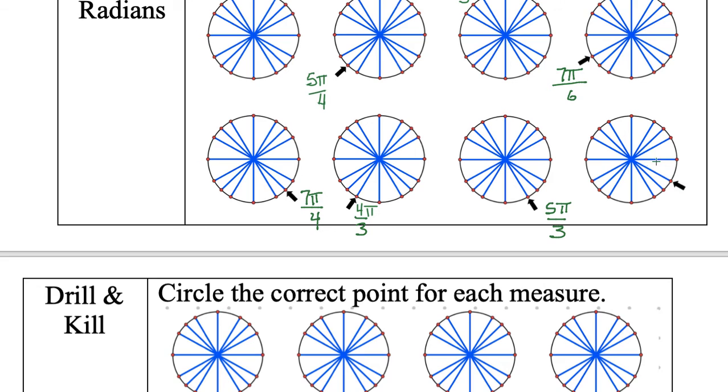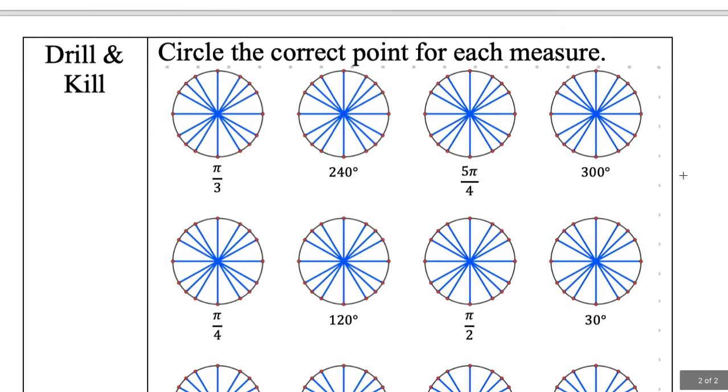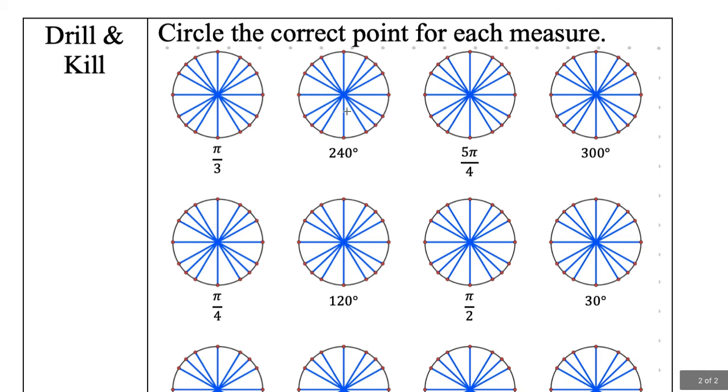And then finally, this one is going to be closest to the x-axis here, so it's going to be something divided by 6. As close as I can get right here would be 12 over 6, because that's 2 pi. So a little bit less than that is 11 pi over 6. All right. And then we need to circle the correct point for each of these following measures, and I'm kind of alternating back and forth.